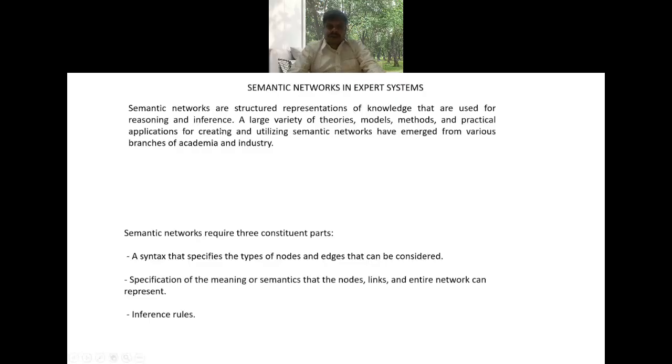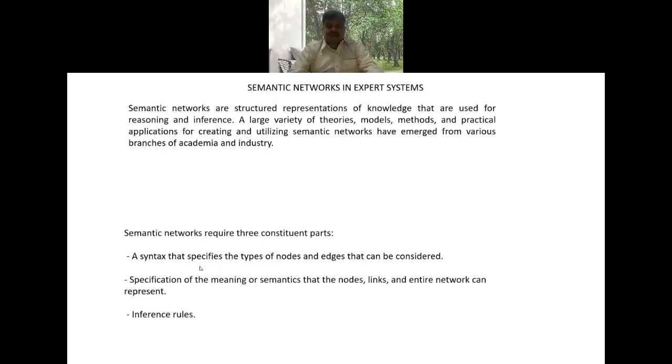This reasoning and inference, you might come across in discrete mathematical logic in your simultaneous courses. Based upon this reasoning and inference over structured representations of knowledge, a large variety of theories, models, methods, and practical applications for creating and utilizing semantic networks have been developed from various branches of academia as well as industry. So, a semantic network consists of three parts basically.